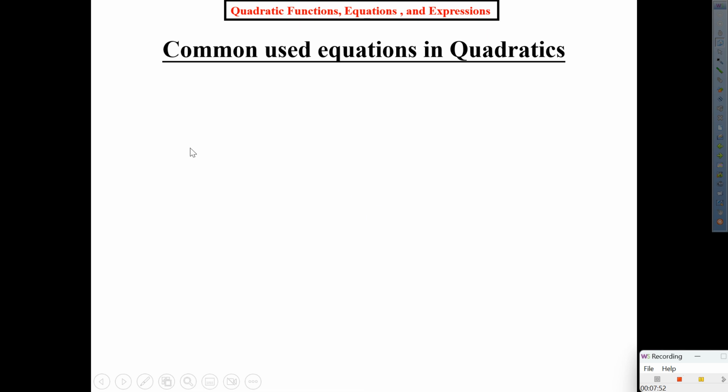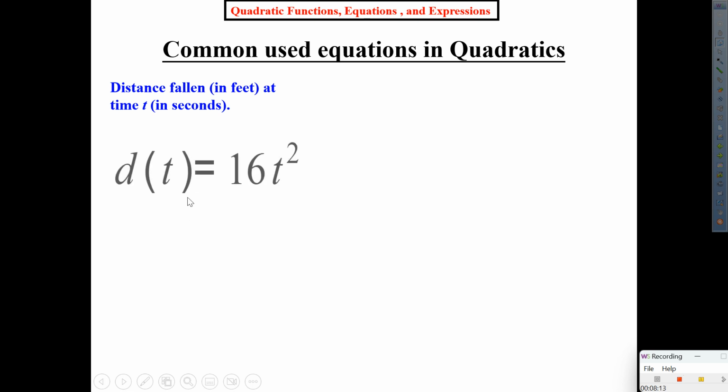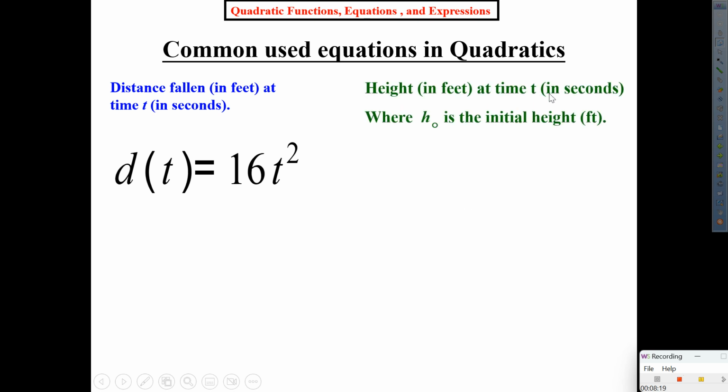Copy this, please. In blue, on the left side, distance fallen in feet at time t in seconds, and you're going to write d of t equals 16t squared. And on the right side with green, you're going to write height in feet at time t in seconds, where h of 0 is the initial height, and then you copy h of t equals h of 0 minus 16t squared. Copy that, please.